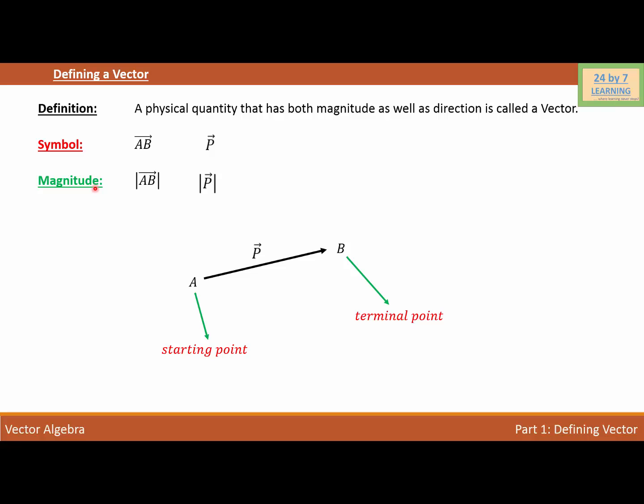Now there is one more thing that we need to consider in order to define a vector, which is the direction. If I want to find the direction of this vector, I can say the vector starts at point A and ends at point B, so the direction of the vector is from A to B. If you look at the definition of the vector, it says we need both magnitude as well as direction, and as you can see we have everything over here that we need in order to define a vector, such as symbol, magnitude, and direction.